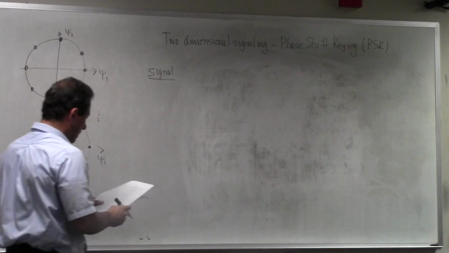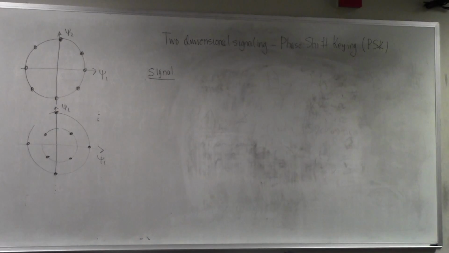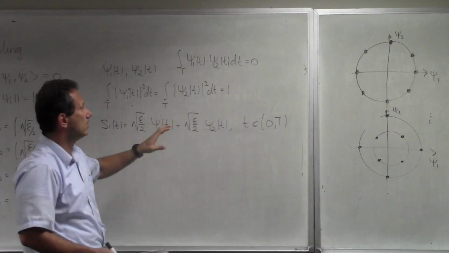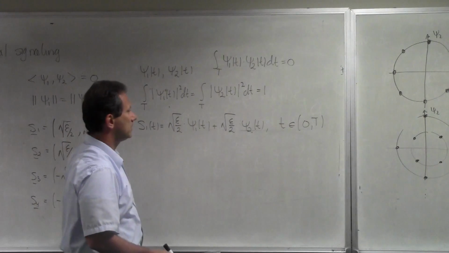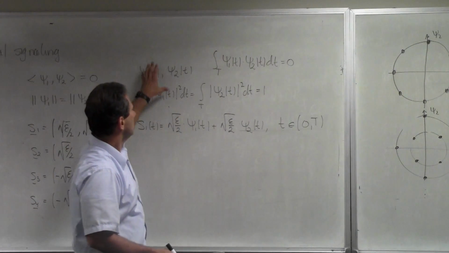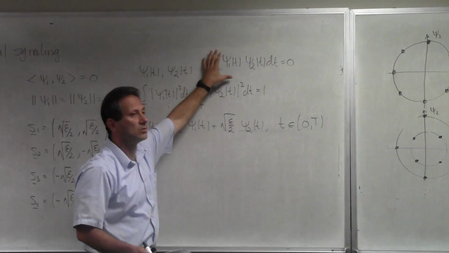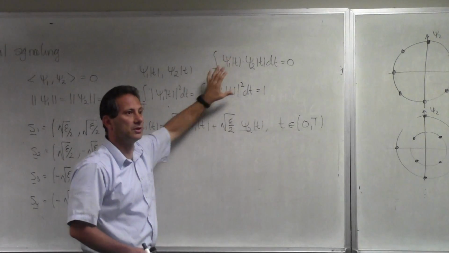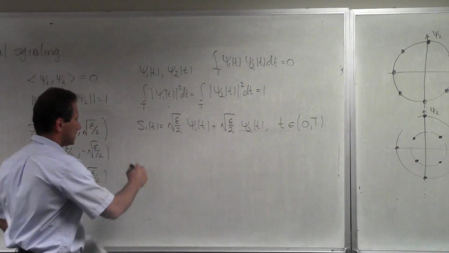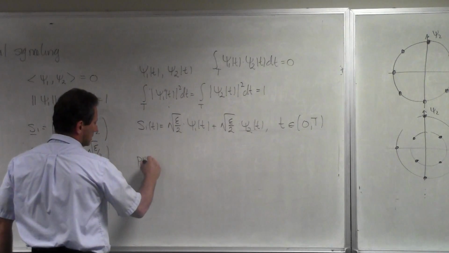So far, we've been talking about this psi1 and psi2 being any two orthogonal signals. In principle, there is nothing in theory that requires them to be anything particular, except that they need to satisfy these two conditions. They need to be orthogonal to each other, and they have to have a unique norm. The practical choice for psi1 and psi2 is this.